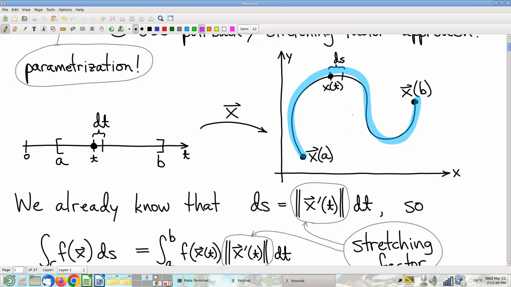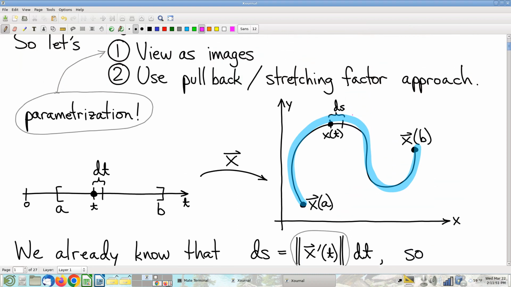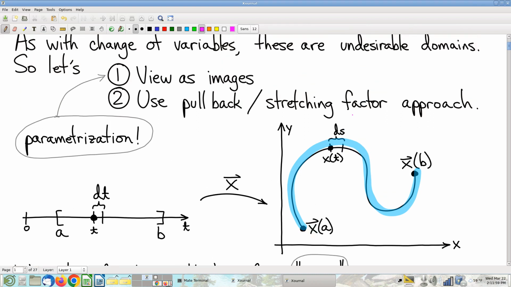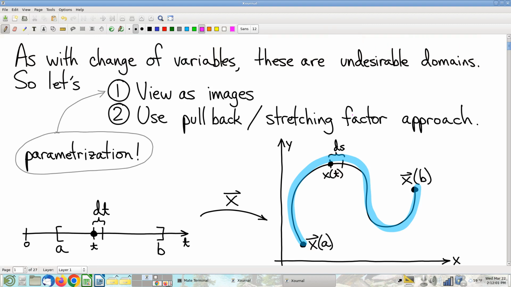Okay, so we have ourselves an undesirable domain. It's just weird, right? It's a one-dimensional thing in a two-dimensional world. What do we do with that? We have already addressed this, strategically anyway. When you have an undesirable domain, use change of variables.